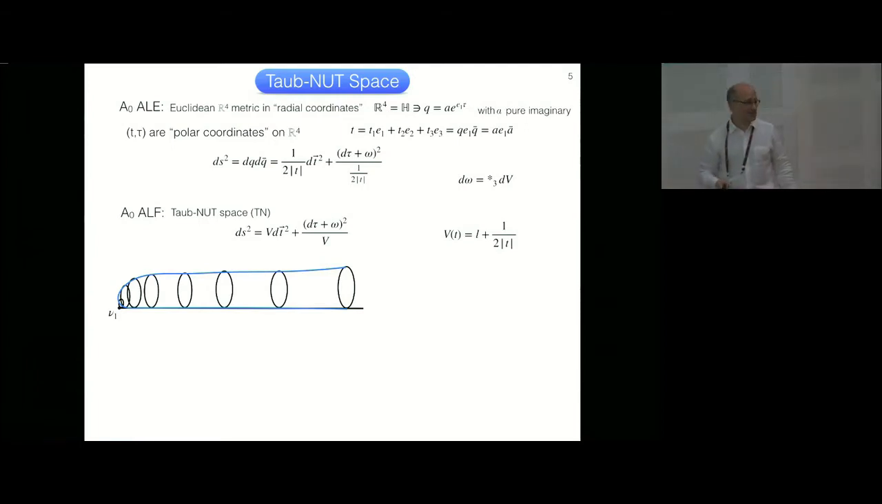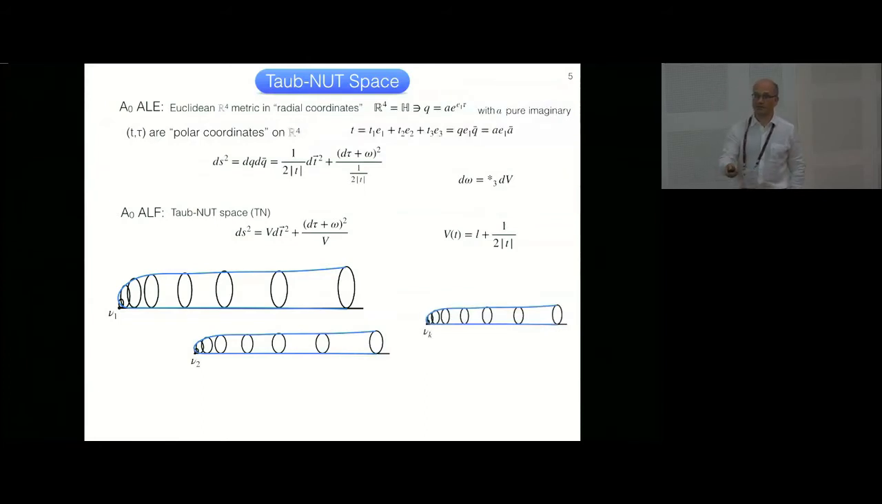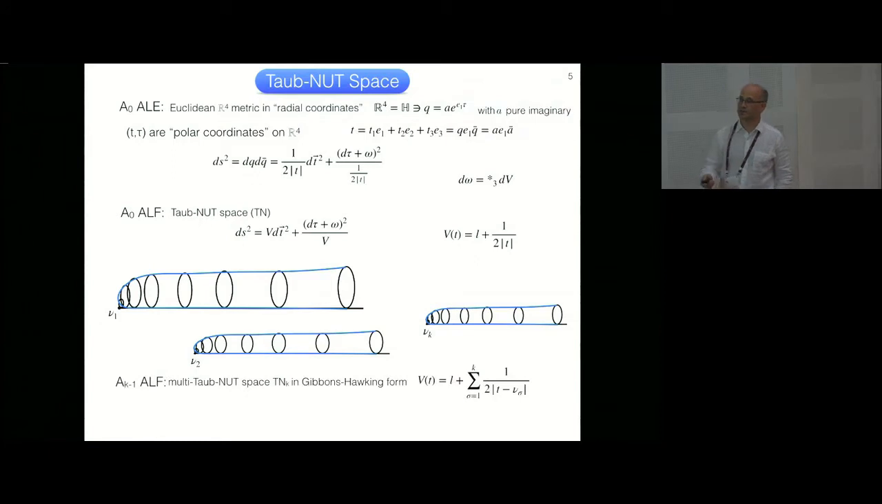Now there's another modification of this, which is called multi-Taub-NUT space, where instead you have a bunch of such points. So all you do is you keep the same expression for the metric, but in V you have a constant L plus a sum over such contributions, each centered at particular nu1, nu2, nu3, and so forth. And this metric was found by Gibbons and Hawking.